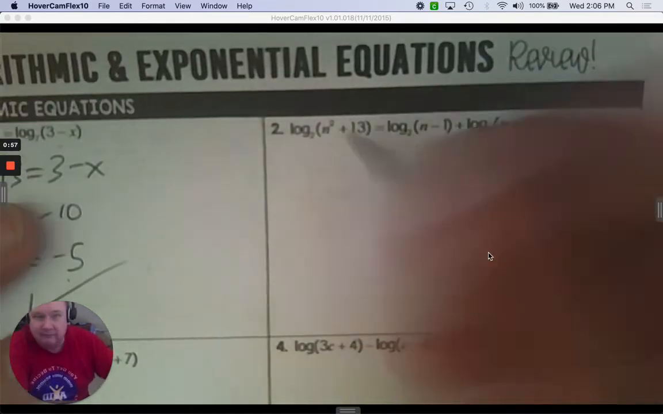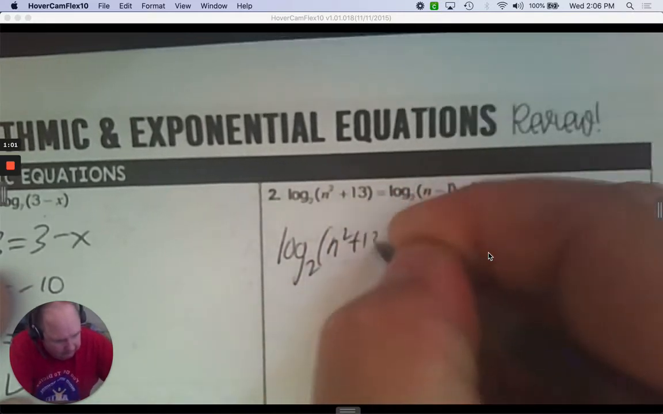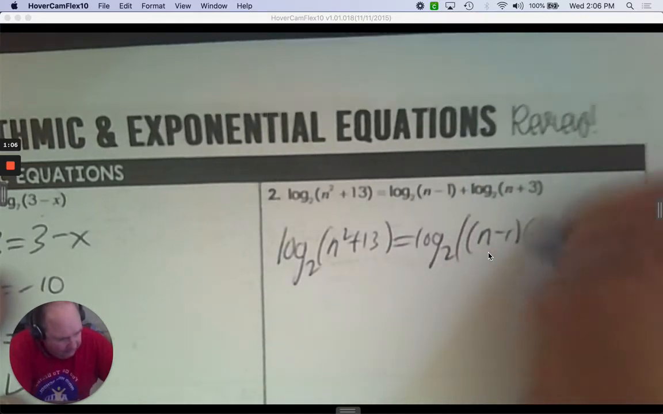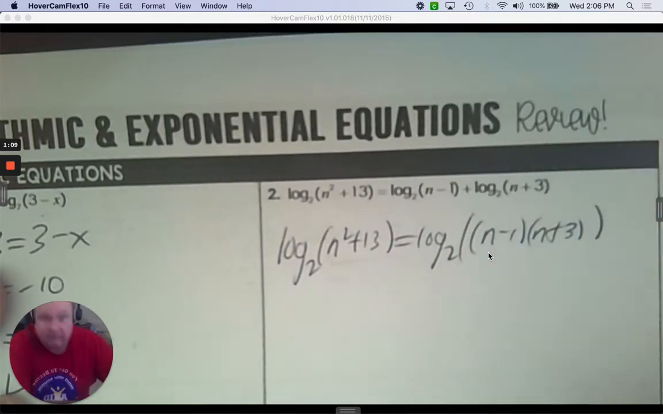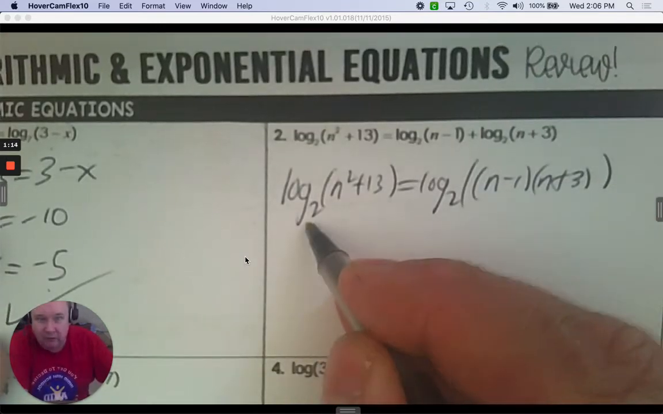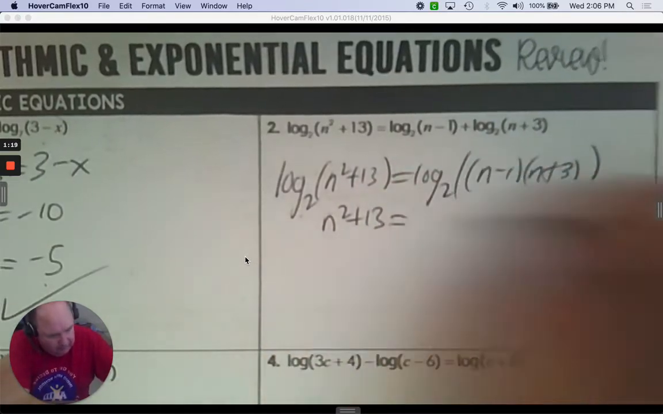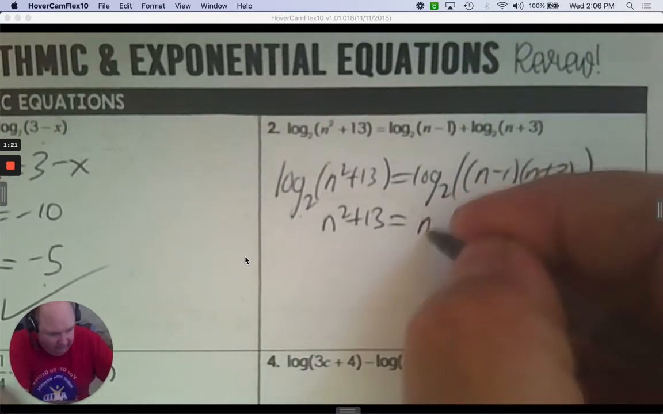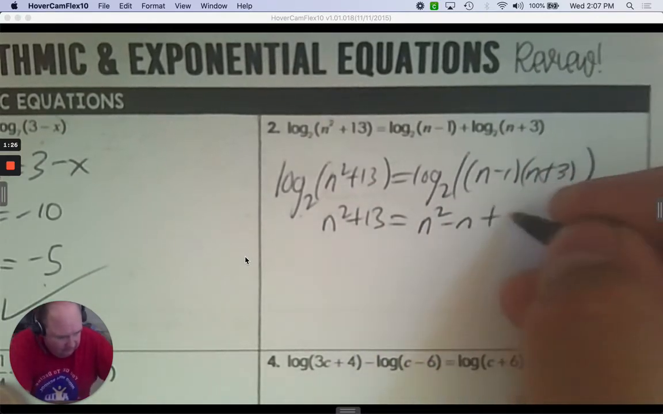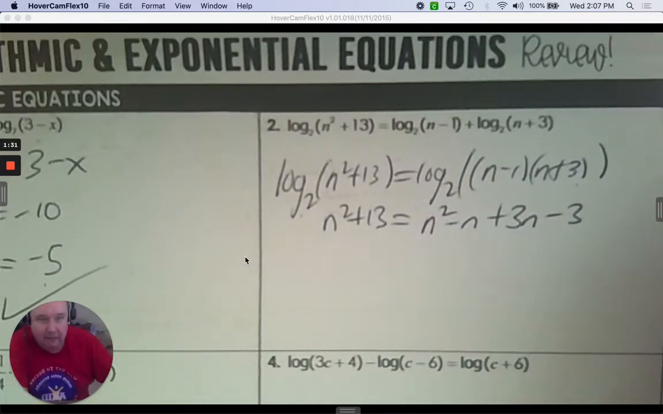Number 2. For this one, I need to write as one logarithm to begin with. And because we're adding, we're going to multiply them together to begin with. So there's that step. The next step is, now that we have one logarithm on the left and one logarithm on the right, we make them equal to each other. I'm going to FOIL this right away. That's n squared minus n plus 3n. And then minus 3. I'm going to combine like terms.